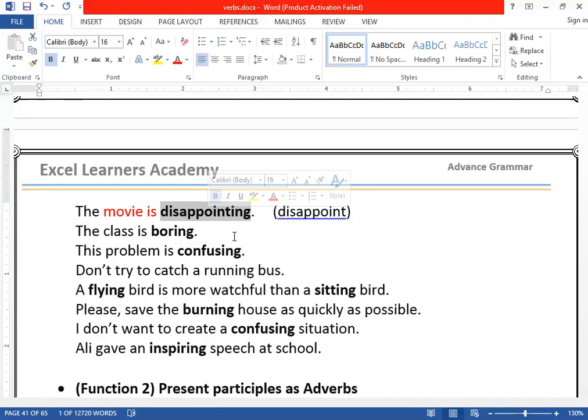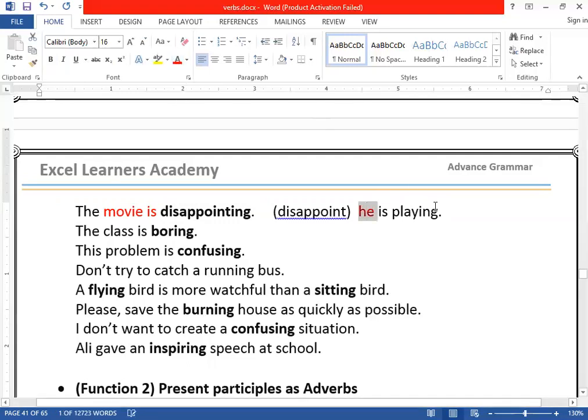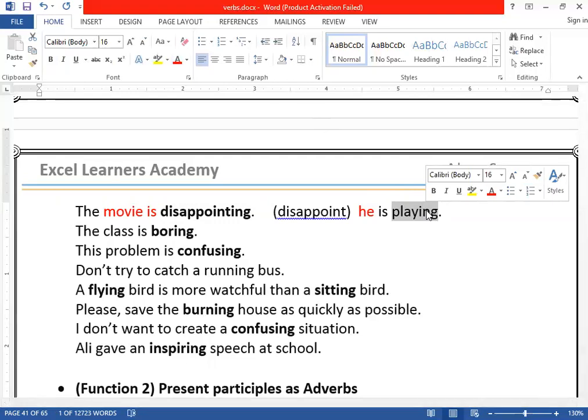It's not present continuous tense. Remember, this is not present continuous tense, that you see ing and you will say this is a continuous verb. Clear? Look, let me take an example here for present continuous tense. He is playing. Now, can you see here? He is the subject. He is playing. Now, playing in this case is what? It's a verb. It's present continuous tense because it shows action. But in the case of the movie is, it talks about the movie. It talks about the noun. But in this case, he is playing. Playing talks about an action.